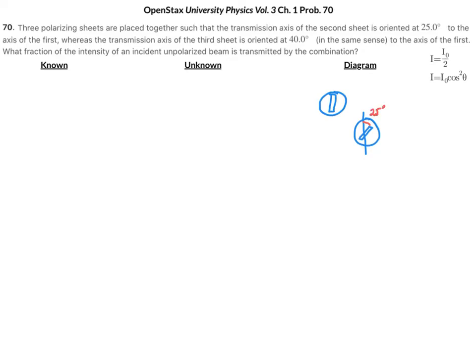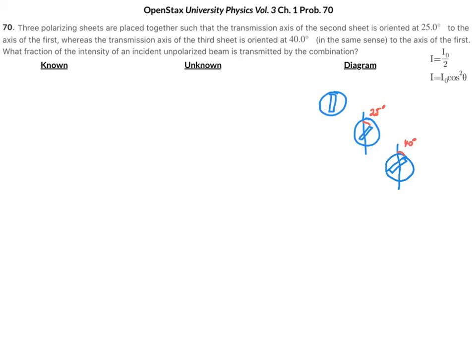Then the third polarizing sheet, so that's over here, makes an angle of 40 degrees relative to the first polarizer. So I'm going to draw that. Well, it's not very great here. So that is my 40 degree angle. Looks very much like the 25 degree, but it's not supposed to be.